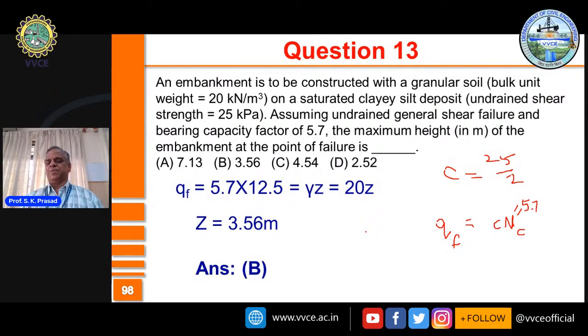And now, how much load can you apply on top? That is given by gamma times Z. Gamma is 20 kilonewton per meter cube. That is how the embankment is filled, at that density, into Z. All other things are known, only Z is to be determined. Z is 3.56 meters. So you can load with the embankment material compacted like this for a depth of 3.5 meters. Anything more than that, it is likely to fail.